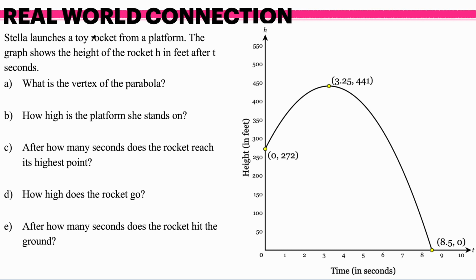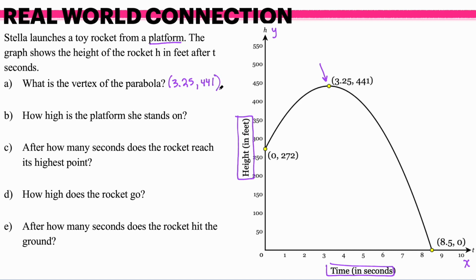Okay, Stella launches a toy rocket from a platform. The graph then shows the height of the rocket in feet after t seconds. So again, when we're dealing with the x-axis and the y-axis, we're not necessarily dealing with x and y. We're now dealing with time, and we're dealing with height, which in this case is feet. The first thing is they want to know, what is the vertex? Again, they're looking for the highest or lowest point. So the highest point is (3.25, 441).